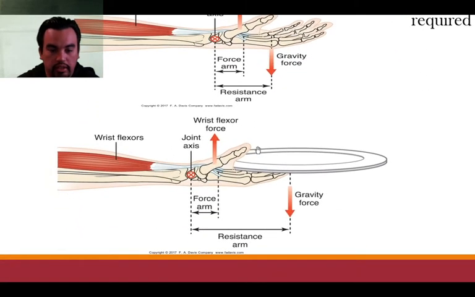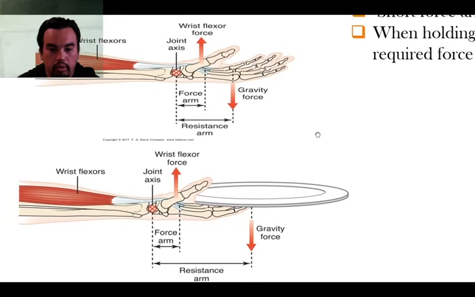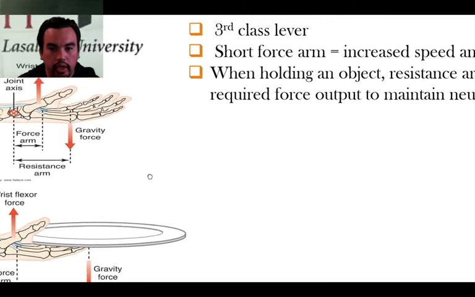But as we look down here, let's say I'm grabbing a plate, I've now moved that gravity force from here out to the end along with the force of whatever I'm holding. So that's increased my resistance arm while not increasing my force arm, which causes a lot more force on that wrist joint. Okay.